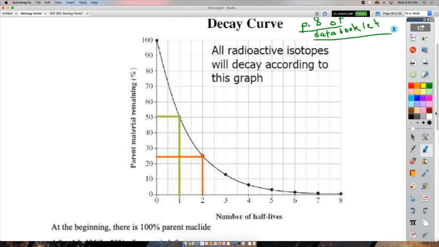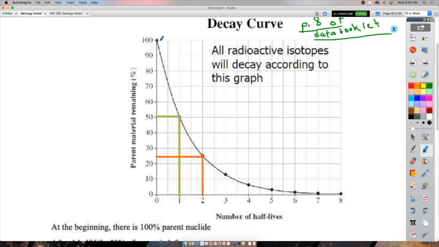So every radioactive isotope decays following this graph. It makes sense because let's look at it here. On the y-axis we have the parent nuclide remaining, right? So this is the unstable thing, the thing that doesn't want to exist. On the x-axis, we have number of half-lives. So that's how many times it's been cut in half, okay? So when we start out at 0 half-lives, we obviously have 100% parent. All of that parent isotope exists. It has not started to decay yet.